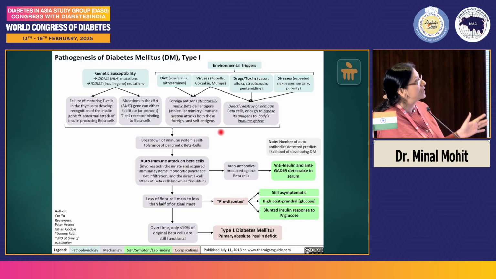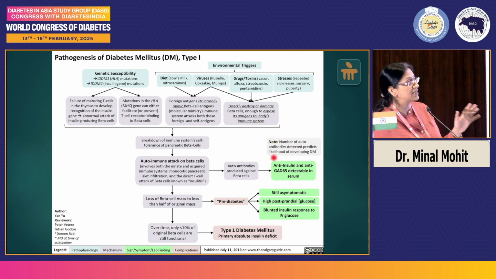Again, a pictorial representation of the same thing: genetic susceptibility, environmental triggers causing insulitis, leading to the formation of anti-islet cell antibodies.